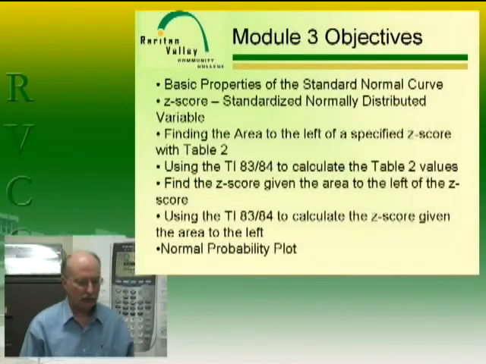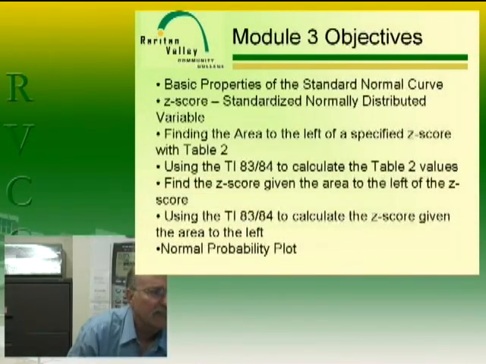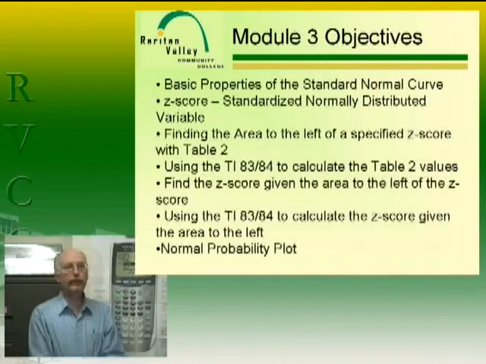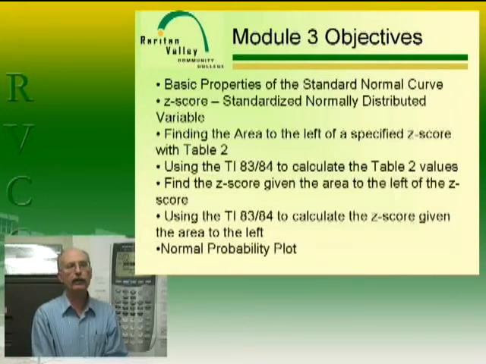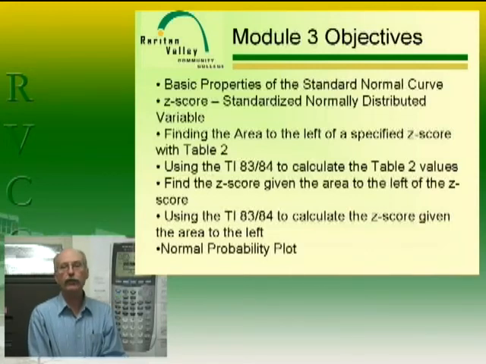So let's summarize what we saw today. The first thing we did was a quick review of the properties of the standard normal curve, and we looked at z-score, the standardized normally distributed variable. With a specified z-score, we used table 2 to look up the area to the left of the z-score, and then we used the TI-83 and TI-84 calculator to do the same thing without using a table lookup.